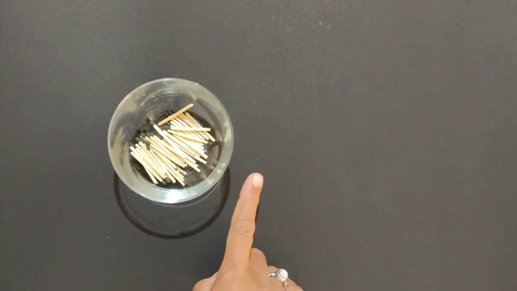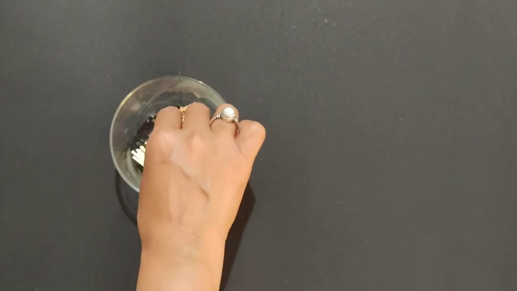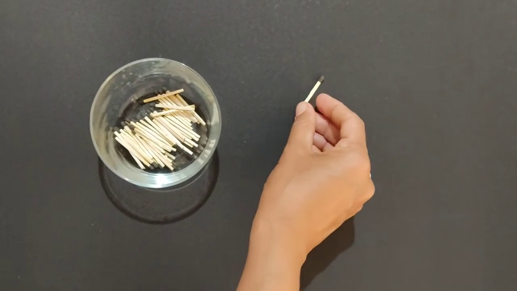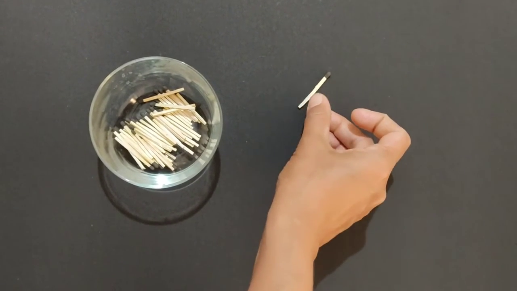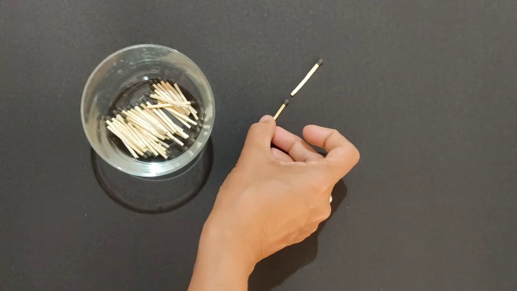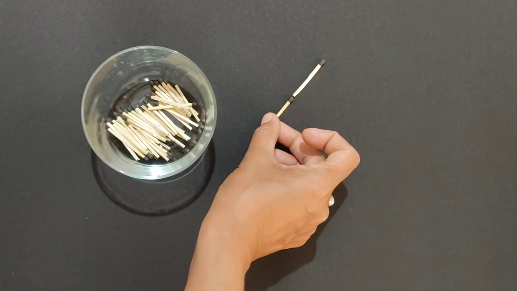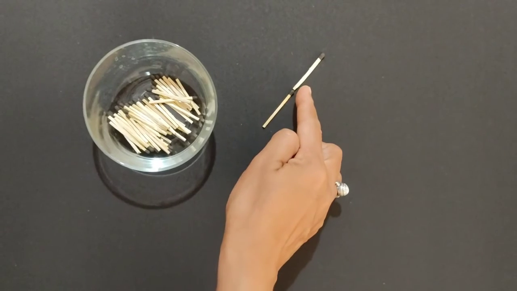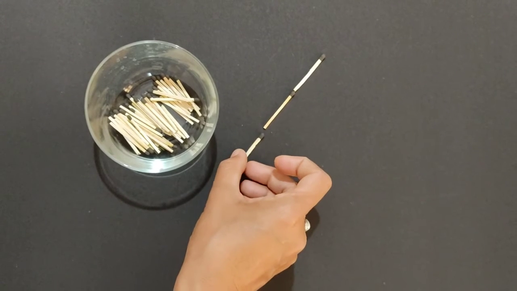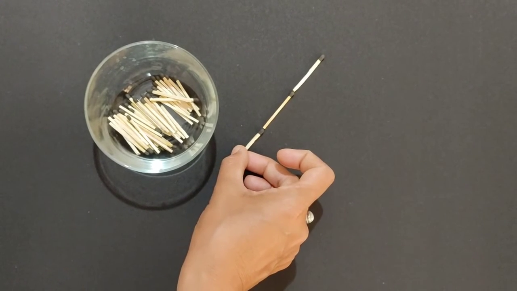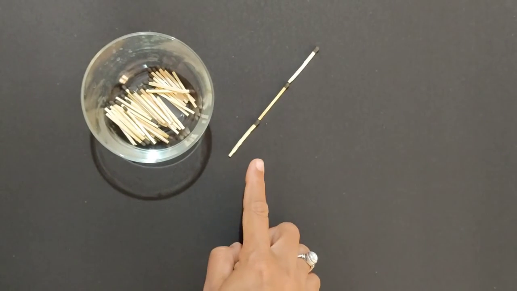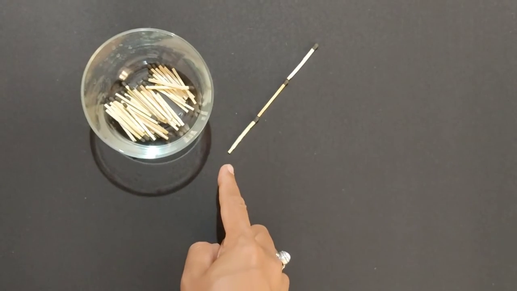Now we will make slanting line from right to left. To make this line, we will take one matchstick, arrange it in slant position. Take another one and arrange it to the left side from the first one. Take another one and arrange it to the left side of second one in slant position. Our slanting line from right to left is ready.